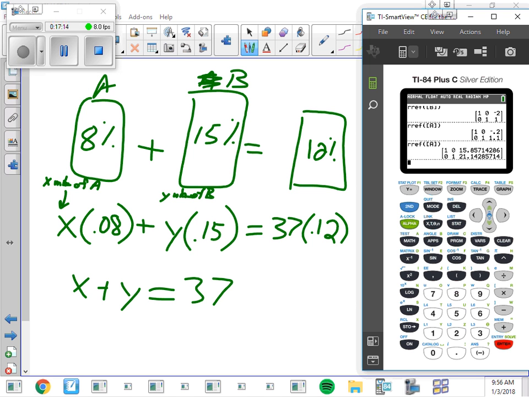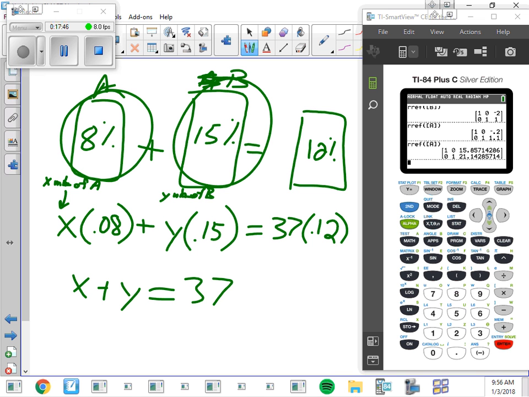8.1. Number, what is this? 61. Hey, we got it. So you would say, how much of this did we use? 15.8 milliliters of 8%. And then we used 21.1 milliliters of 15%, which is what we thought, right? We'll use a little bit more 15 than 8.